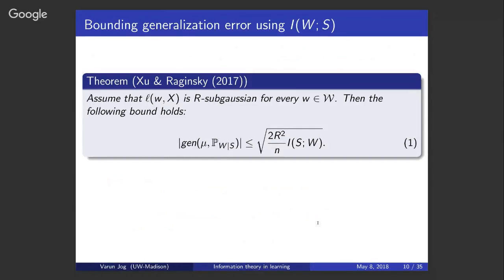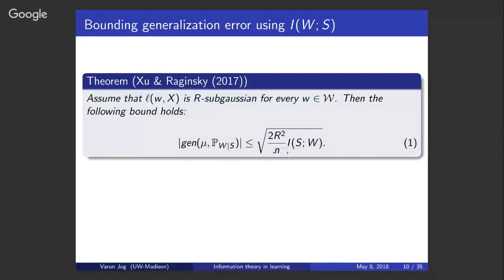I'll only need these two properties in the whole talk. So the start of this line of work, which I found out about from a paper by Xu and Raginsky in 2017. Their result was the following: under some assumptions on the loss function, that it's well behaved and has very thin tails, they showed that the generalization error is upper bounded by something like the square root of mutual information over n.